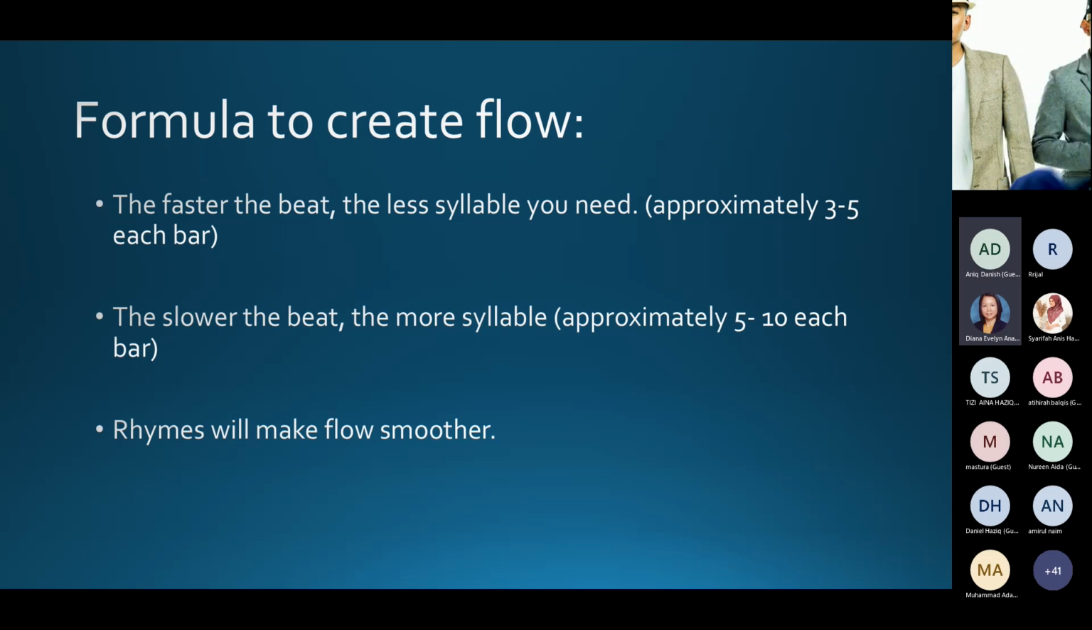Okay, so the formula to create the flow is: one, the faster the beat, the less syllables you need, approximately 3 to 5 each bar. And the slower the beat, the more syllables, usually 5 to 10, maybe up to 12 if the beat is very slow.